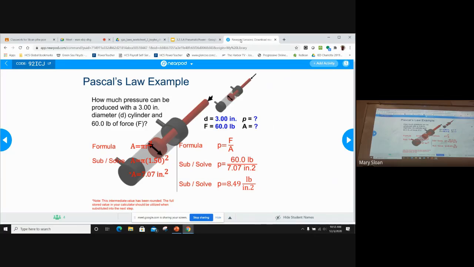So here is Pascal's law example. So what we have here is a word problem. And it says how much pressure can be produced at 3.0 inch diameter cylinder and 60 pounds of force. So first thing we're going to do is write down our variables and what we're looking for. We're going to take the formulas that are on the right-hand side and we're going to solve. If you would please write this down. You can write it any way that you want that will make sense to you so that when you have word problems dealing with Pascal's law, you will know how to do it.